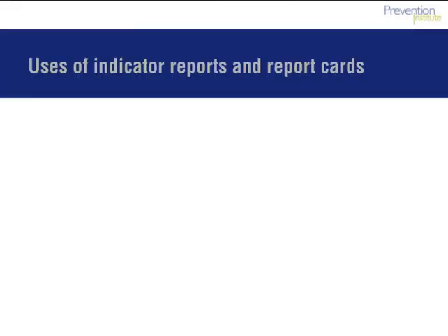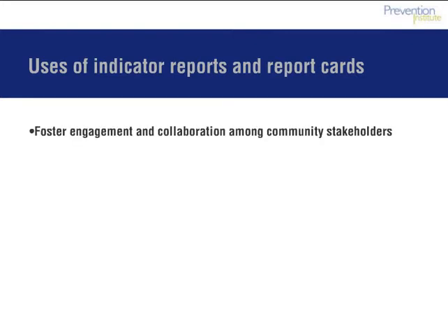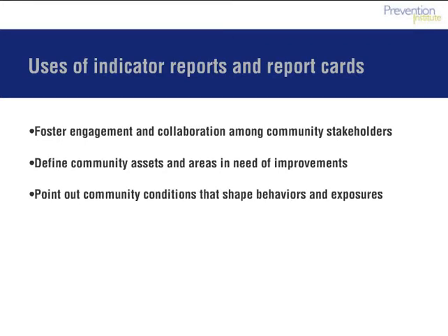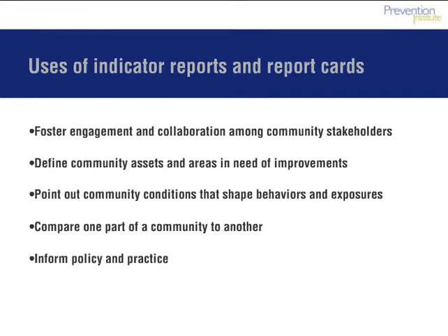What Boston and other examples around the country suggest is that indicator reports and report cards can be used to foster engagement and collaboration among community stakeholders, define community assets and areas in need of improvements, point out community conditions that shape behaviors and exposures, compare one part of a community to another, or compare a community to itself over time, inform policy and practice, and get media attention.